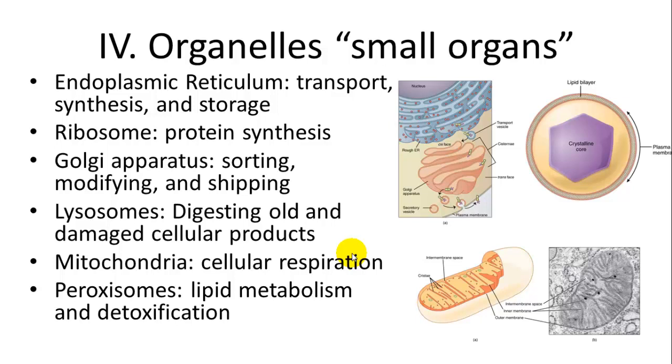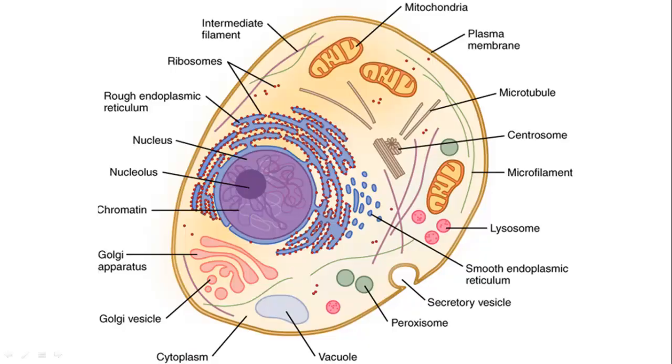Mitochondria is important for cellular respiration. Peroxisomes are important for lipid metabolism and detoxifying harmful chemicals such as hydrogen peroxide and other free radicals. So this is then your cell. This is what you've hopefully studied before. If not, that's the detail in which you will need to know this for an exam.